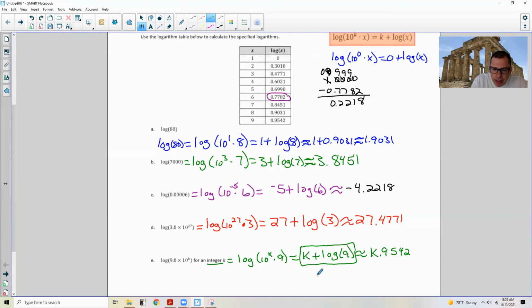But if k were negative, so I'll say for negative k, it would be a negative k point, and what number will give me 1 here? So what plus 2 gives me 10? That's 8. Carry the 1, 5. Carry the 1, 4. Carry the 1, 0. Okay. So if it were negative, it would come out to be a negative k 0.0458. Make sense? Hopefully.